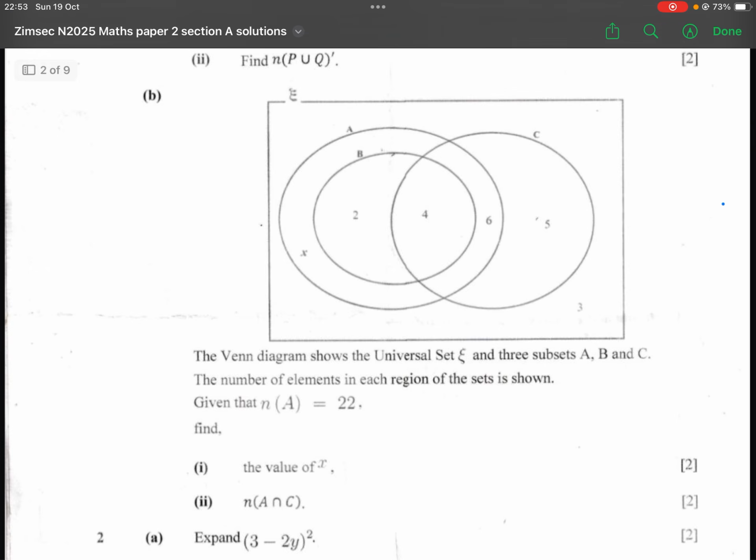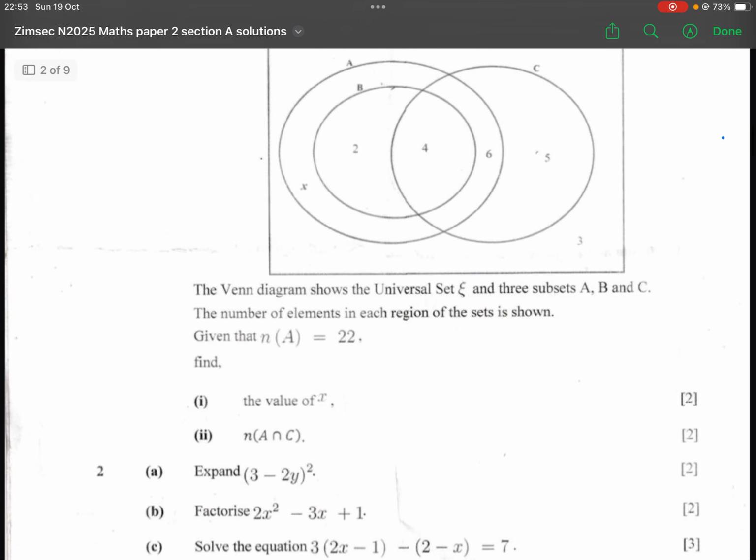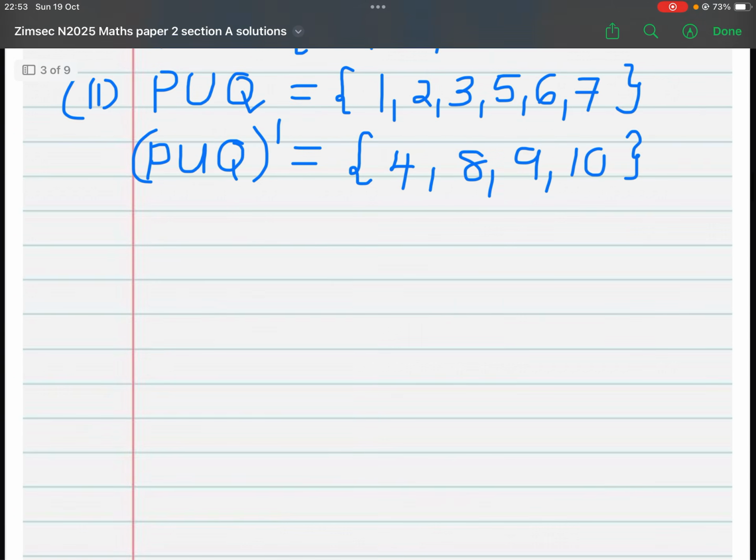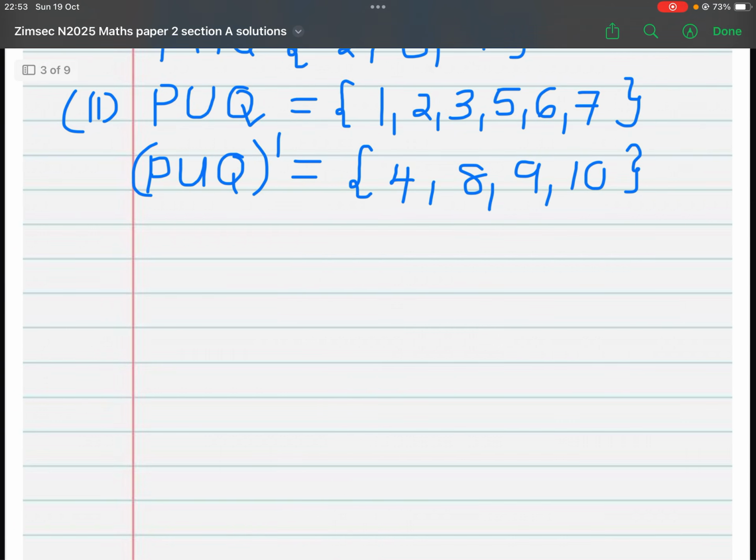So in part B, the Venn diagram shows the universal set and 3 subsets A, B, and C. The number of elements in each region of the sets is shown. Given that the number of A is equal to 22, we are now required to find the value of x, right? So we are saying all the elements in set A, we're supposed to have a total of 22. So we need to create an equation.